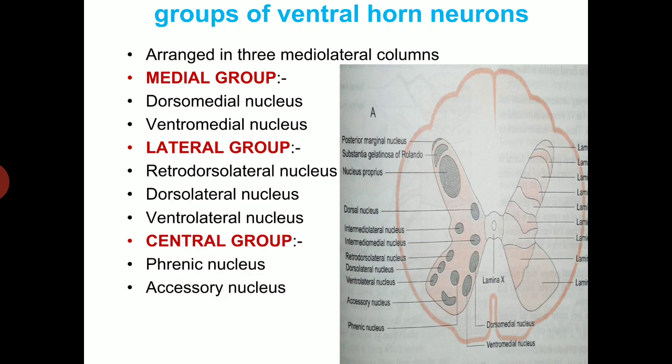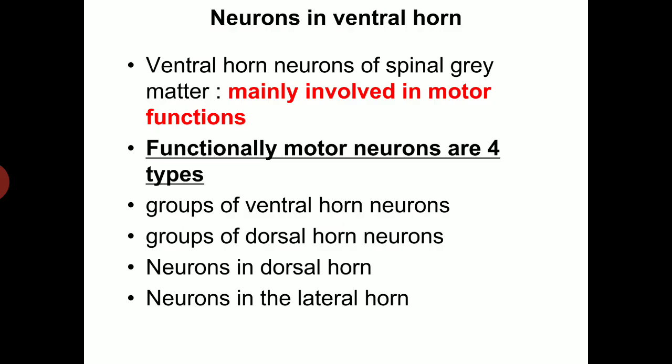So groups of ventral and dorsal horn neurons. Ventral horn neurons of spinal gray matter are mainly involved in motor functions. Functionally, motor neurons are of four types: group of ventral horn neurons, dorsal horn neurons, and neurons in dorsal horn and in lateral horn.